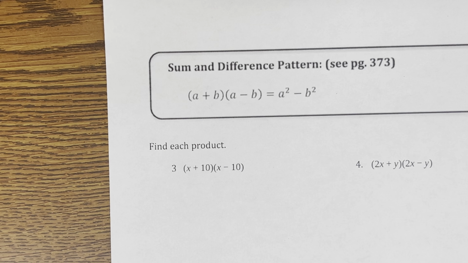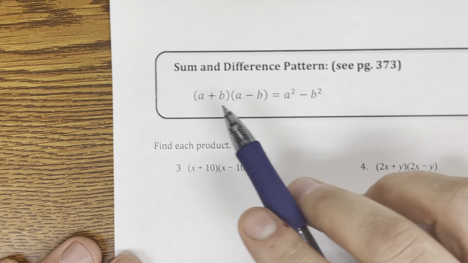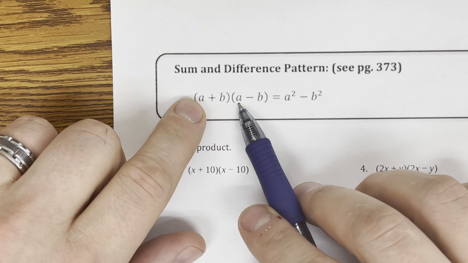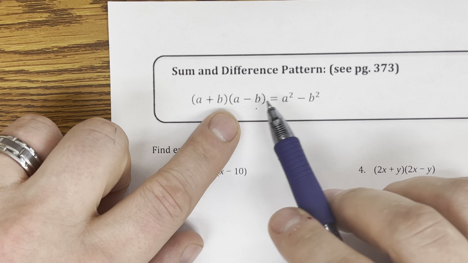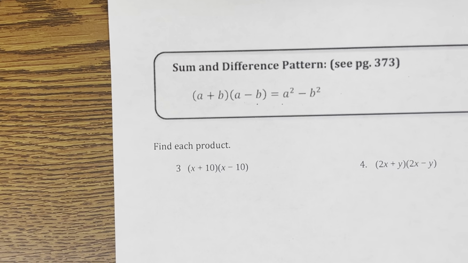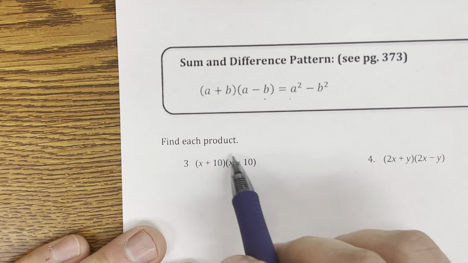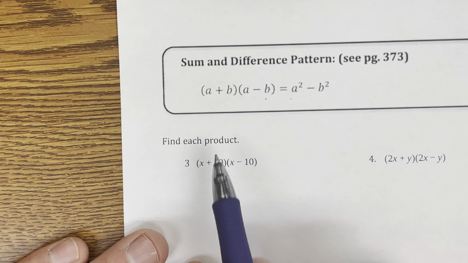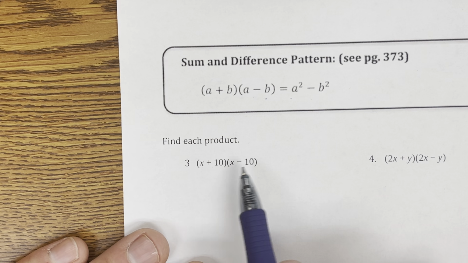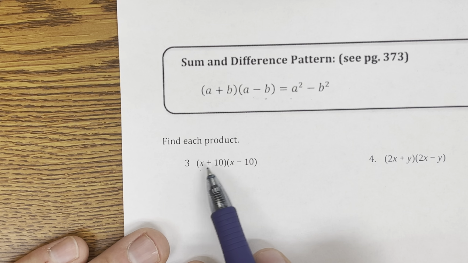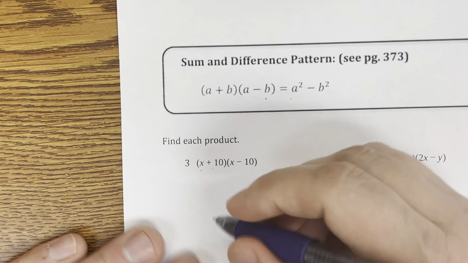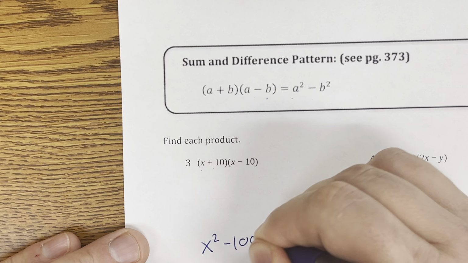All right, sum and difference pattern. In this case, if we see two binomials with a plus b, so the first terms are the same, one's a plus, one's a minus, and the last terms are the same, we're always going to get a squared minus b squared. So if I were to FOIL this out, I'm seeing the special case. I have an x, I got an x, I got a 10, I got a 10. One's plus, one minus. So I should just get x squared minus 10 squared, which is x squared minus 100.